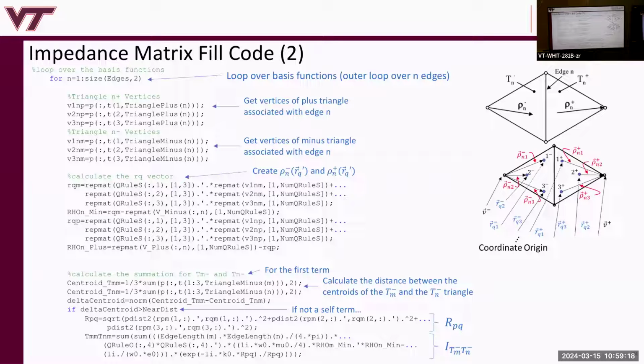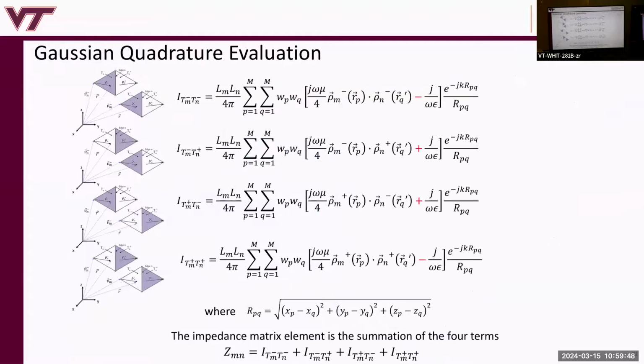If that delta centroid is greater than the near distance, which means that it's not a self term, then we calculate RPQ next. This is another way to do everything simultaneously. It's a function called p distance 2. You feed it 2 lists of points, and it calculates the Euclidean distance between every combination of those 2 lists of points. So it gives you RPQ. Then we have this, Tm minus, Tn minus.